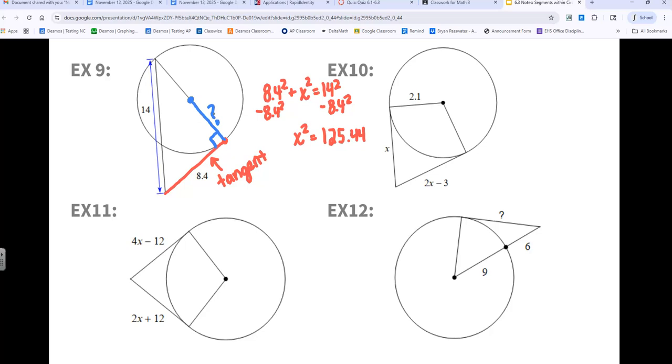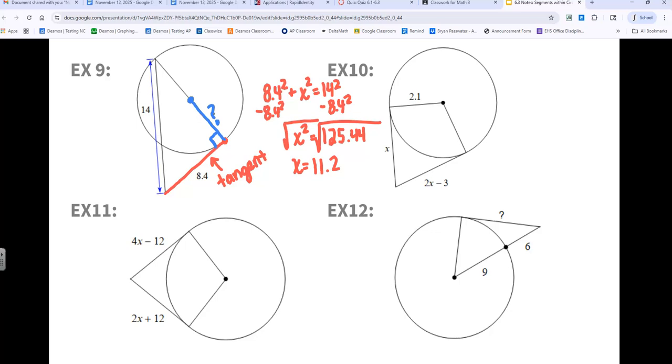Okay, we got x squared equals 125.44. I'm trying to solve for that x. How do I get rid of a square, Joey? Square root. I'll square root both sides. And so x will equal, we'll take the square root of 125.44, and it's going to be 11.2. Is that my answer?